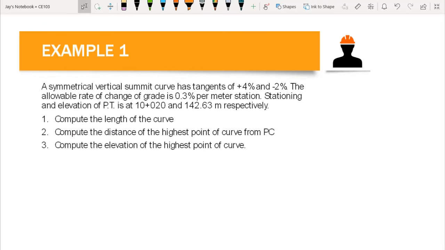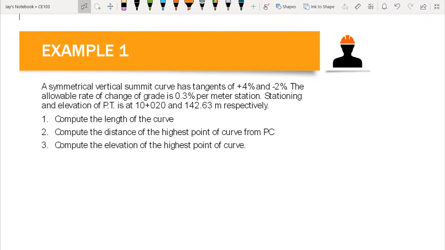We have this first example. We have a symmetrical vertical summit curve with tangents of positive 4% and negative 2%. The allowable rate of change of grade is 0.3% per meter station. Stationing and elevation of PT are 10 plus 020 and 142.63 meters respectively. The first question is to compute the length of the curve, compute the distance of the highest point of the curve from PC, and compute the elevation of the highest point of the curve.